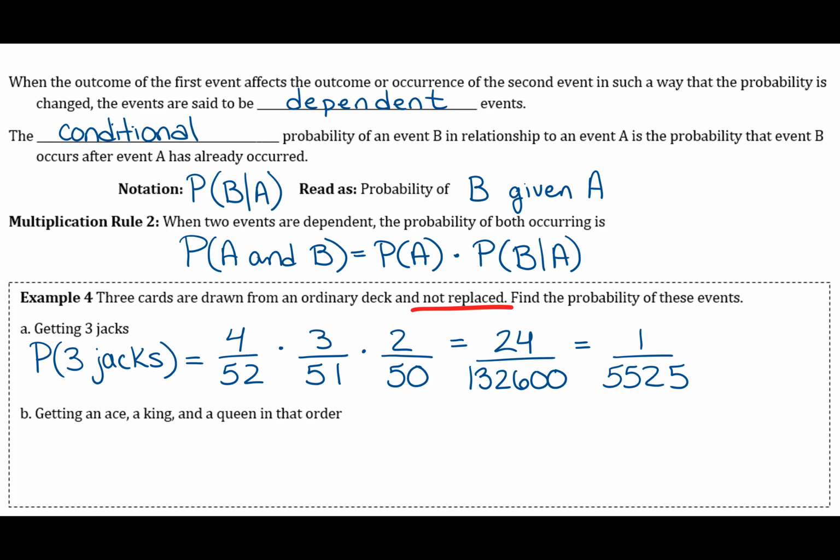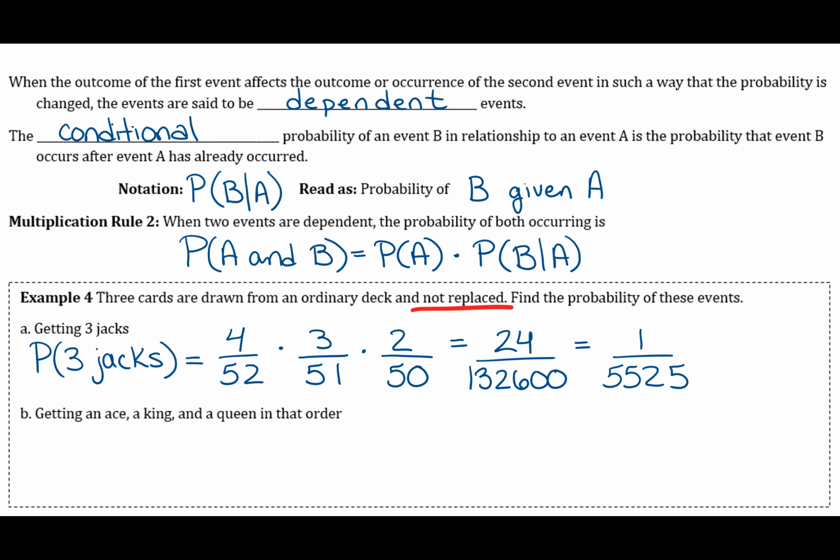So the not replaced part is basically the key to tell you that these are dependent events. Since you're going to hold on to that original card, you're now going to alter or change the probability when you go and select the second card. If it had been replaced, then it would have been 4 over 52 times 4 over 52 times 4 over 52.